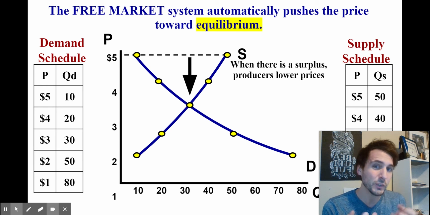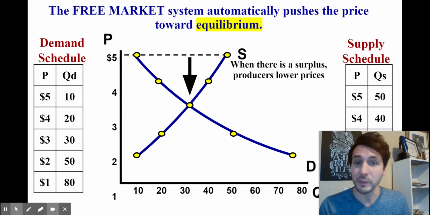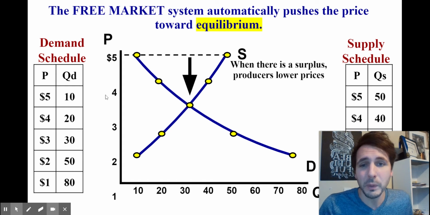So what happens is that surplus starts to push the prices down. When prices start to go down, suppliers will supply less, and quantity demanded will start to rise as demanders are willing to pay that lower price until we meet at the equilibrium, right?